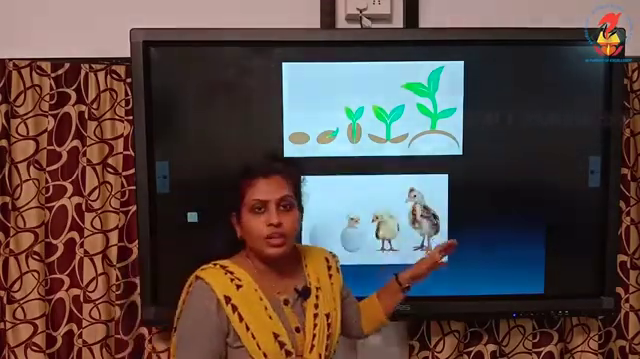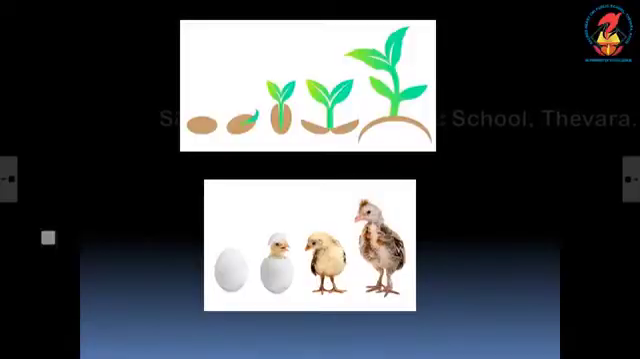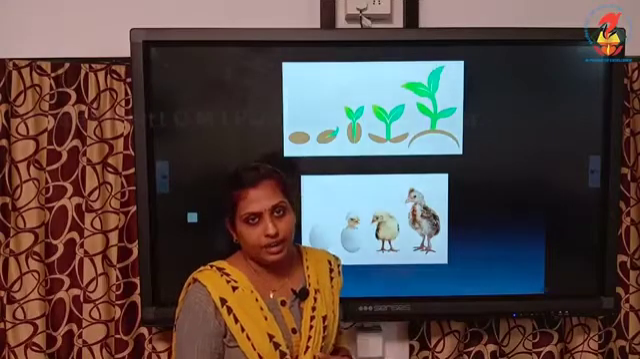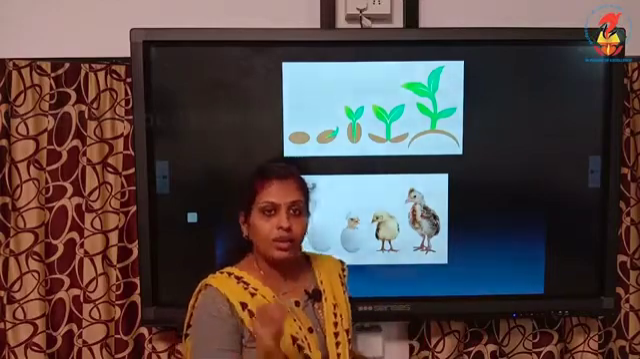Then we can see the chicks. Right here you can see first the egg hatches and the chick comes out, and finally a hen. So now you would have understood the different stages of growth of an animal, of a bird, and of a human being, as well as of the plants.